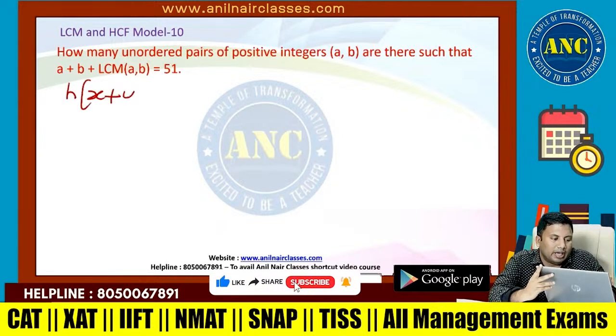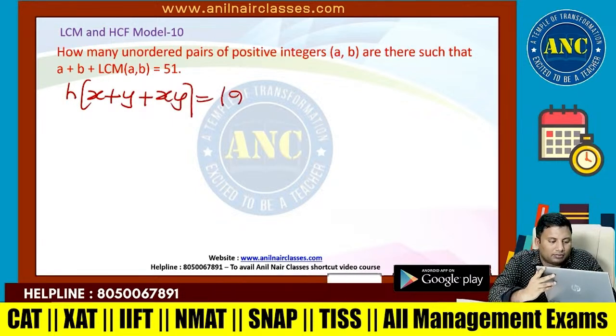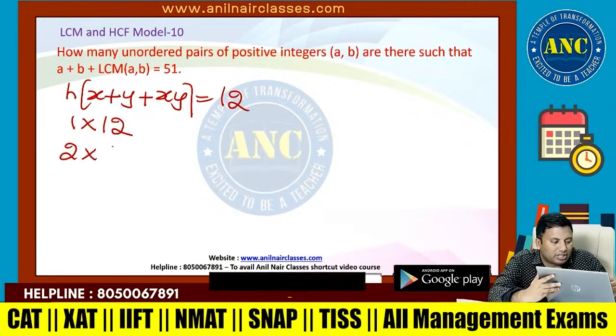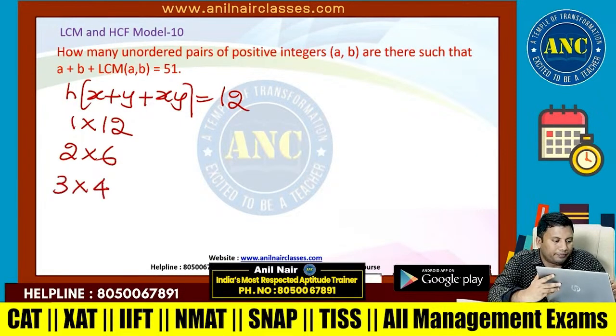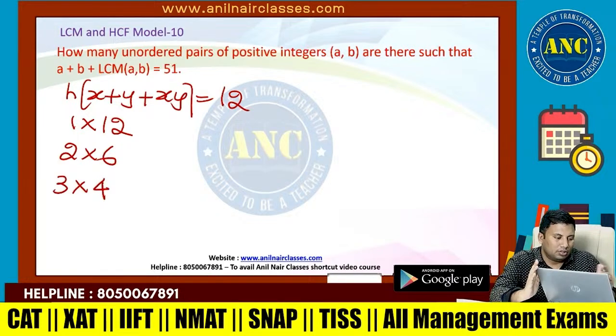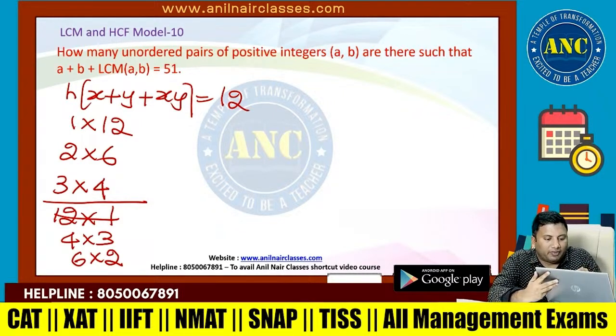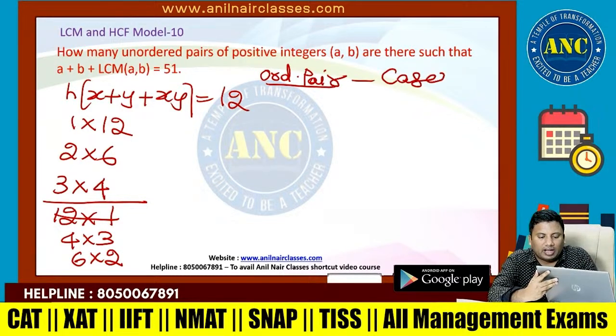H into x plus y plus xy equivalent to 12. So which all cases? 1 into 12, 2 into 6 and 3 into 4. This is eliminated because x is 0, y is 0. 4 into 3 and 6 into 2. These are there. First we will do it for an ordered pair. All the cases we will consider.